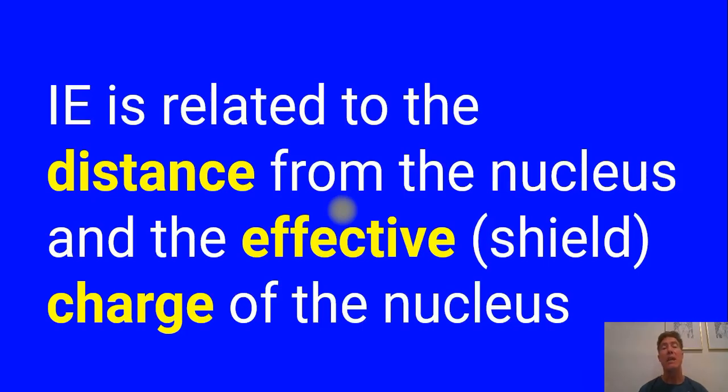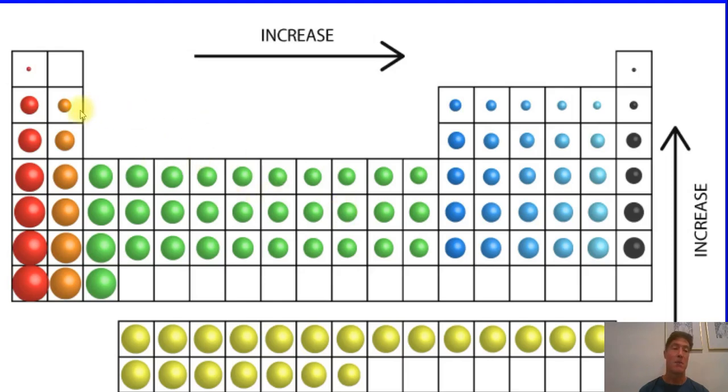So ionization energy is related to the distance from the nucleus and the effective charge of the nucleus. And the charge is going to depend on the number of protons. More protons, more effective charge. Again, depending on shielding. And so this is why, for example, when you look at atom size, it decreases as you move left to right across a row. So if you take sodium here, this is pretty big, and calcium, and boron, and carbon, and it just gets smaller and smaller and smaller as you go. Why? Well, because we're adding more and more protons to the nucleus.